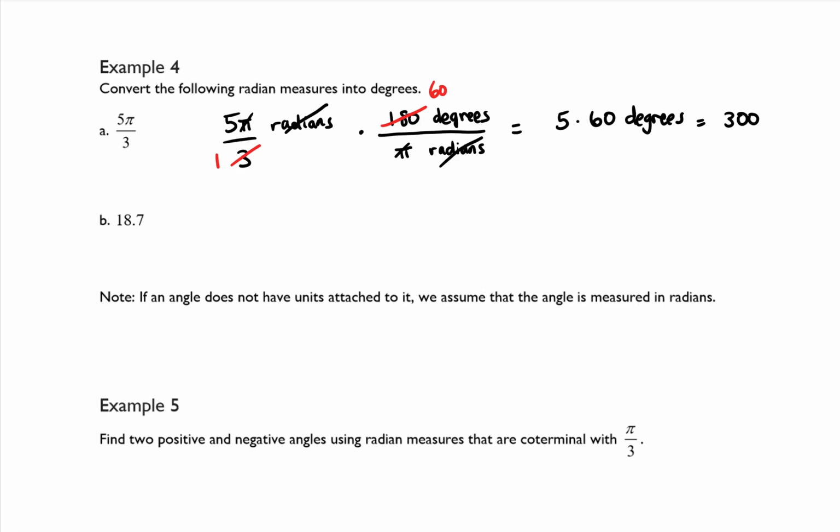And so now if we do the multiplication across, we get 5 times 60 degrees, which ends up simplifying to 300 degrees. And if it wasn't clear, the degree symbol is this dot or circle in the superscript, or you can write out the word degrees. Either is fine.